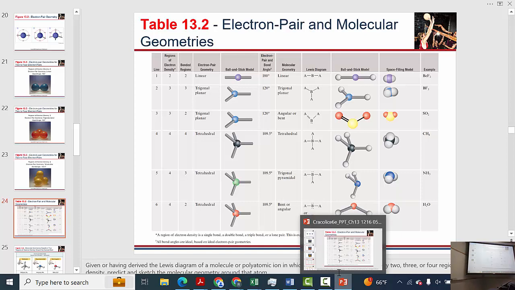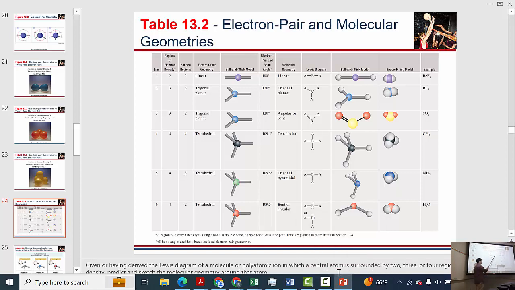That's it for trigonal planar. For trigonal planar, we got two shapes for molecular geometry, trigonal planar and bent. For tetrahedral, we have three shapes. The first shape is tetrahedral, the second is trigonal pyramidal, and the third is bent. But this bent is different than this bent. This bent is bent at 109.5, this bent is bent at 120. And it depends on how many bonding pairs and how many lone pairs we have.